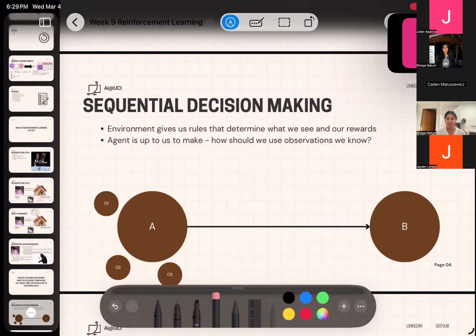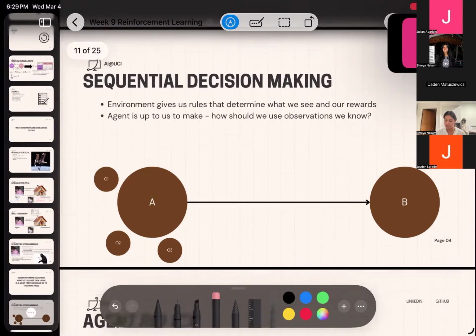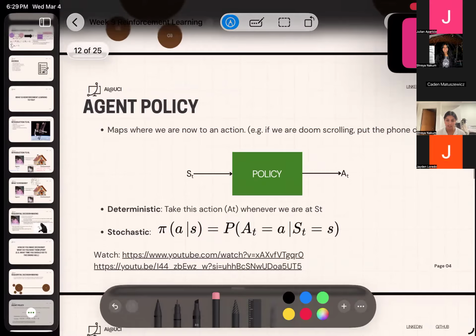And this idea here is how we get to the idea of the agent's policy, which we talked about a little bit last week. The idea of the policy is it maps where we are now to a certain action. For example, if we're currently doom scrolling on our phone, an action could be, let's just put the phone down and lock in. That could be a policy. If we are locking in, continue locking in, don't pick up the phone. That could be a policy.